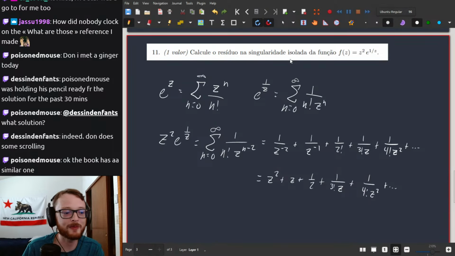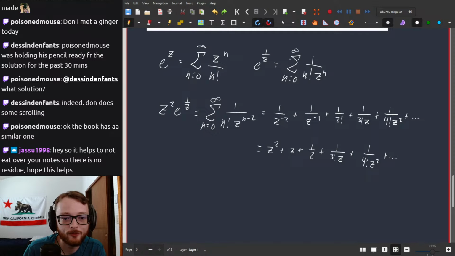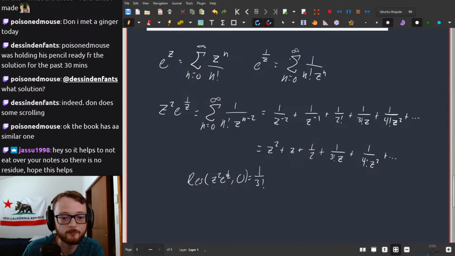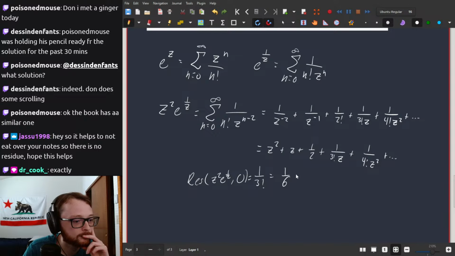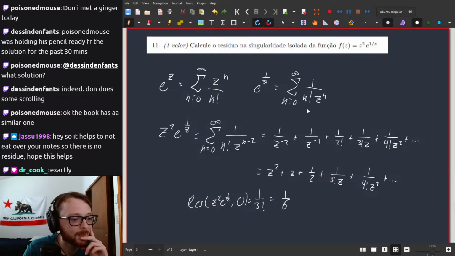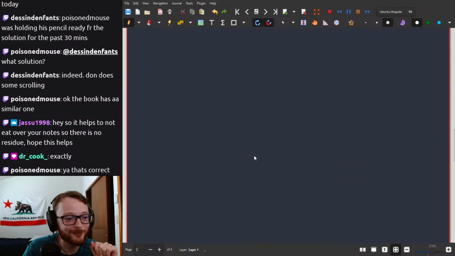So I forgot the actual definition of residue. You look at the 1 over z term, and you take the coefficient. That's your residue. So the residue of this is 1 over 3 factorial, which is 1 over 6. Okay. That took me way too long. Helps to not skip your notes, so there is no residue. Thank you, Jasu. Okay. Nice. So, that was a quick one.